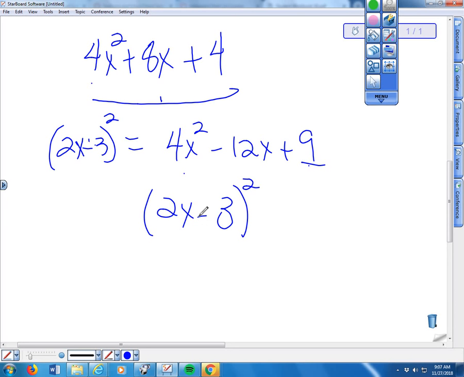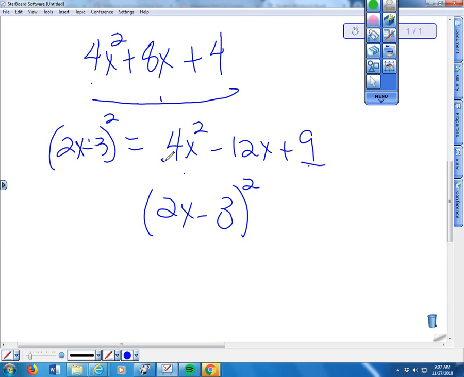So this is called a squared binomial, because binomial means 2 terms. This is a trinomial. It has 3 terms. A binomial is 2 terms squared. It's a squared binomial. And it's a perfect square trinomial that factors to a squared binomial.